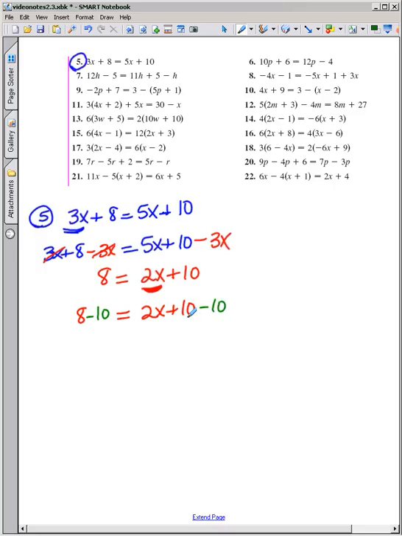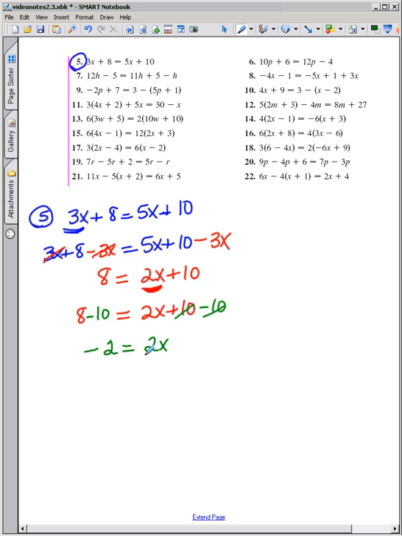So notice that our 10s are eliminated. We have 2x on the right, and that's equal to 8 minus 10. For your rules about subtracting, that's the same as adding the opposite. In this case, it's negative 2. Now notice we're not done because we don't have just an x on a side by itself.